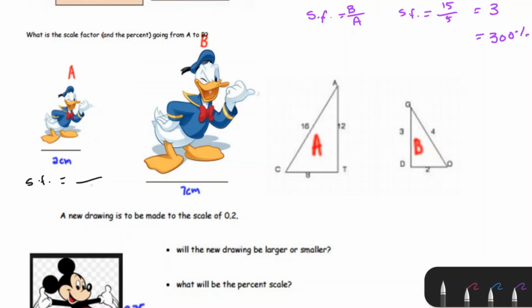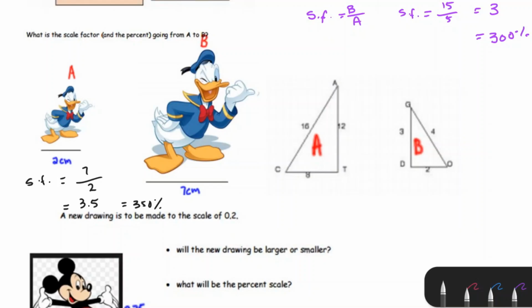Going from A being my old on the bottom to B being my new on the top, it's 7 over 2. I can leave it like that. I can also turn it into a decimal. It's 3.5 times as wide. I can also turn that into a percentage. It's 350% as wide, which means it's also 350% as tall, but we don't have that measurement.